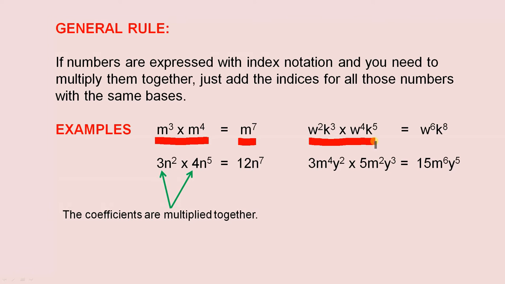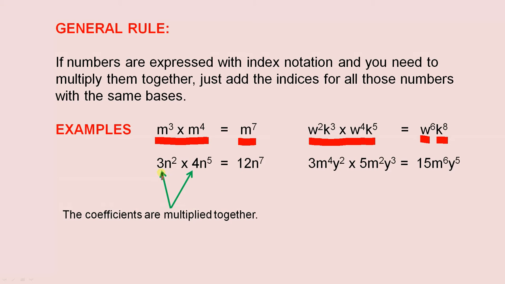This calculation here, here's the W and another W. So we put that W there, and we add the two indices. 4 plus 2, that gives you 6. So it's W to the power of 6. Now the K, here's a K here, K cubed multiplied by K to the power of 5, that gives you K to the power of 8, because 5 plus 3 is 8. Remember, we add the indices and keep the bases the same.